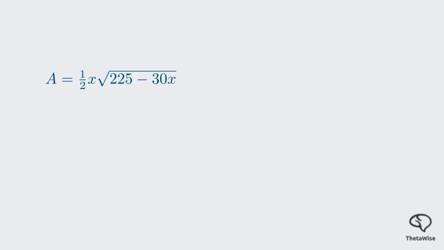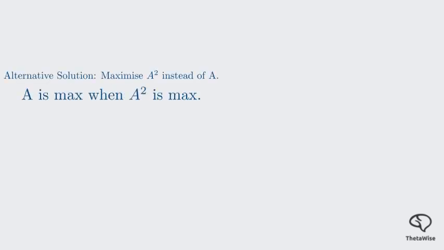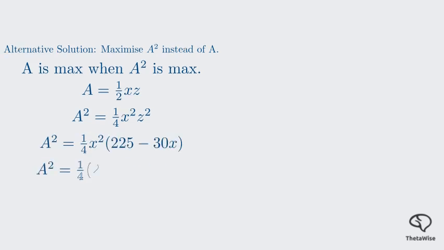This function is a bit complicated, and differentiating it would require the product rule and chain rule, which is long and prone to errors. Here's a clever trick. If a number is positive, maximizing that number is the same as maximizing its square. Since area must be positive, we can work with area squared, which we'll call A squared. A squared is 1/4 times x squared z squared. Remember we found z squared was 225 minus 30x? Let's substitute that in. This simplifies to A squared equals 1/4 times (225x squared minus 30x cubed). This is a simple polynomial, much easier to differentiate.